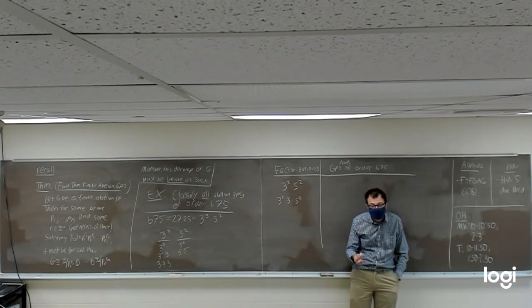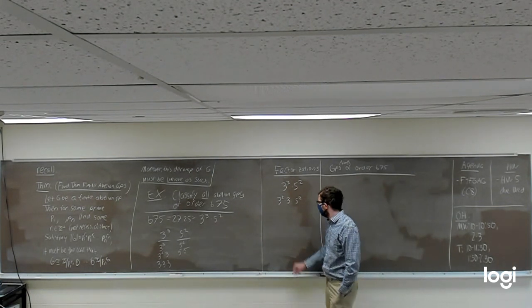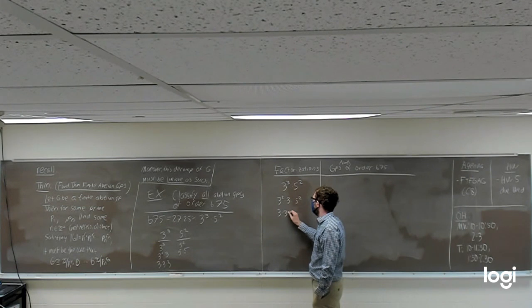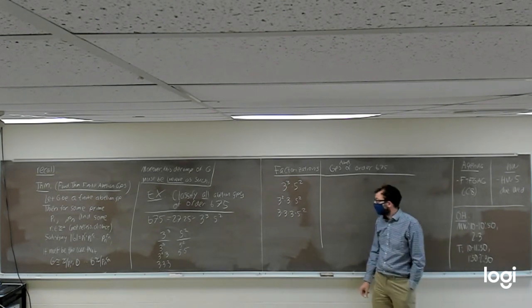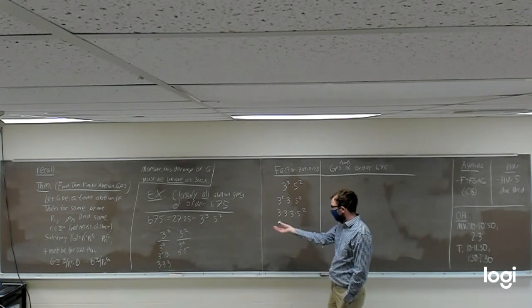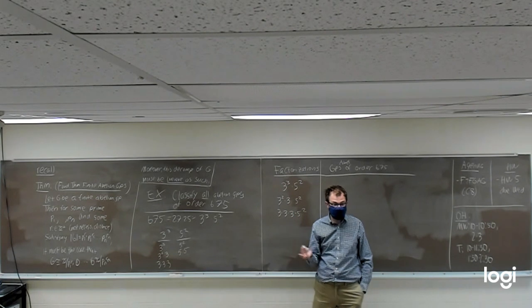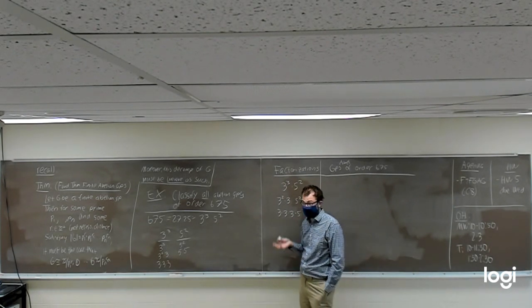Okay? We could just take 3 times 3 times 3 times 5 squared. Could certainly do that. Just split up all of the factors of 3, split up 3 cubed into just individual factors of 3.